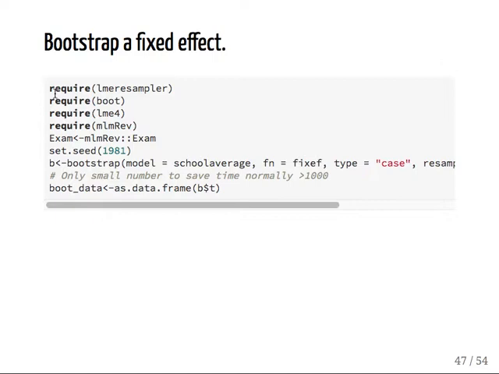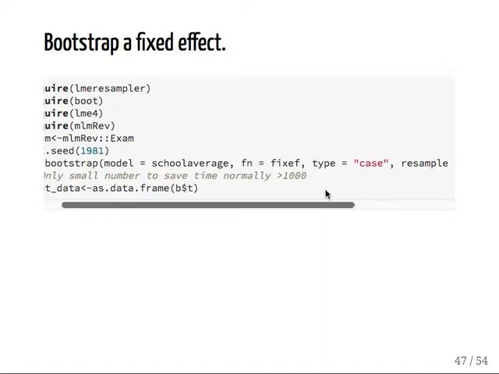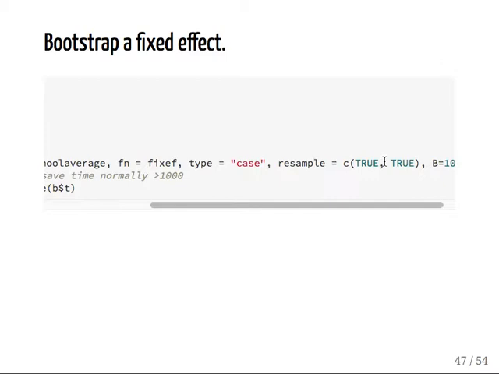So in this case, we set a seed and we built a bootstrap model. We say which model it is, the school average model. We say that we're interested in the fixed effects, and we do a certain type of bootstrap. You can change this to where it can resample: does it only have to resample from the lower level, or also from the higher level? So you could change that to false false or true true, depending on whether you want to keep the completely nested structure, or you don't care about the nested structure when doing the bootstrapping.